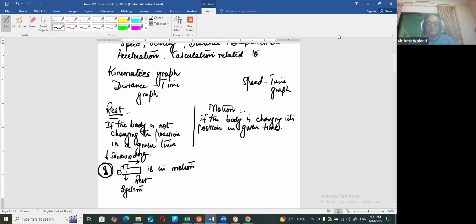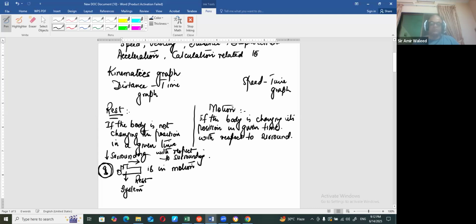So basically, one thing you need to add, this is very, very important, which you students need to understand: you can't just say that a person is changing its position. It should be added with that, with respect to surrounding. Same thing on the other side as well. With respect to surrounding. Surrounding is very, very important.